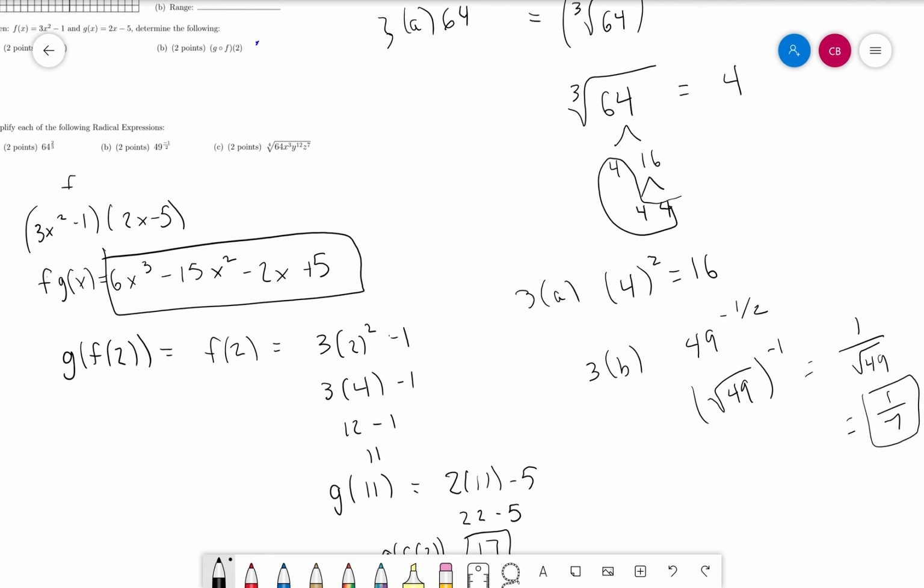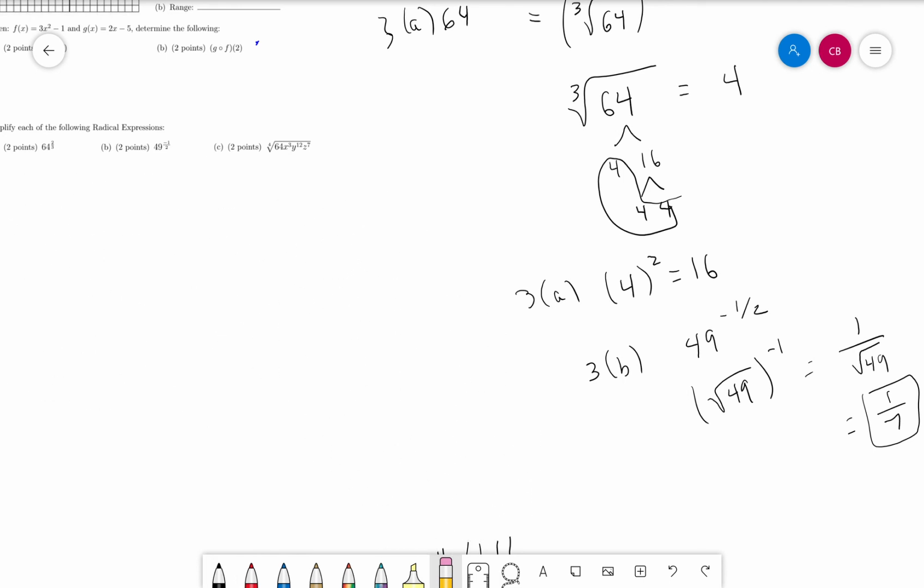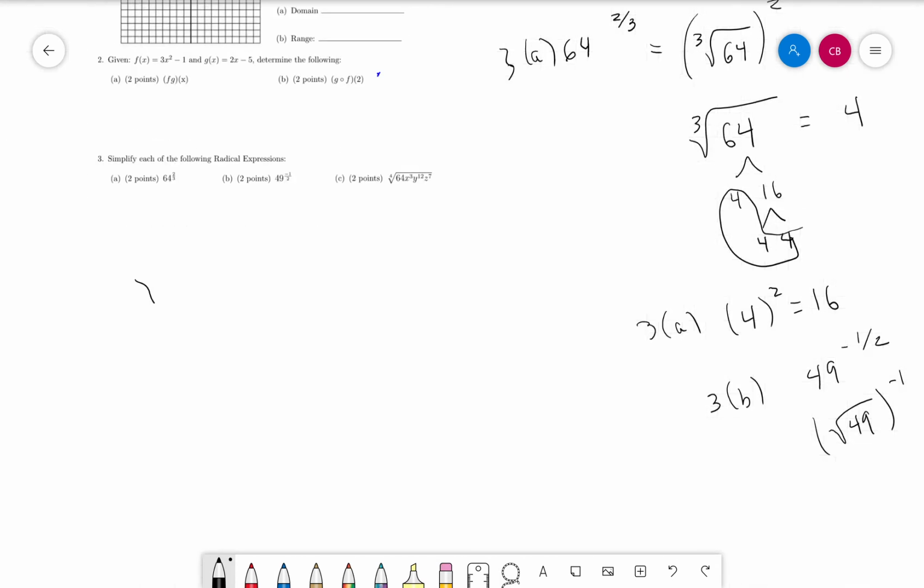And then for our last one, we have to do a little bit more work than the other two because there are multiple things we're looking at. And so we will do the following. Let me clear some space. We have the 4th root of 64, x to the 3rd, y to the 12th, z to the 7th.